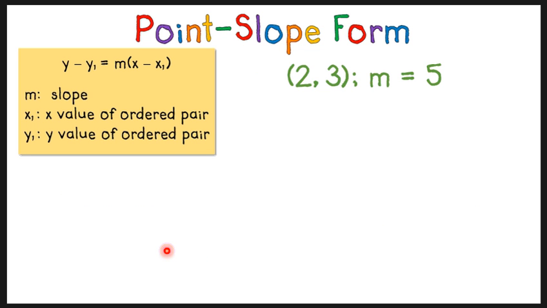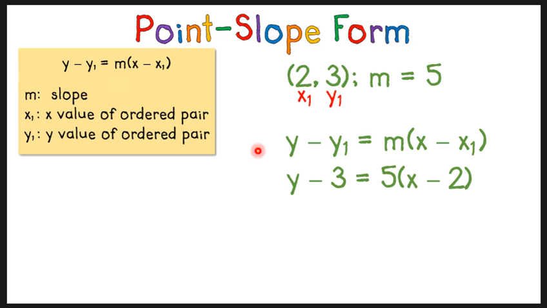So given the point 2, 3 with a slope of 5, we have our one ordered pair, so our 2 is our x value, or x sub 1, and 3 is our y value, or our y sub 1. So given the equation of point slope, we are going to plug in these values. So y minus our y sub 1, which is 3, equals our slope of 5 for m, and in parentheses x minus x sub 1, which in this case is 2.